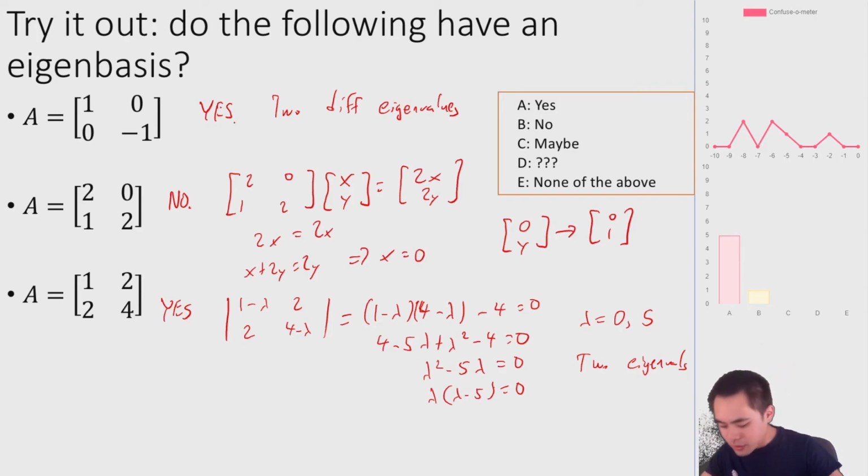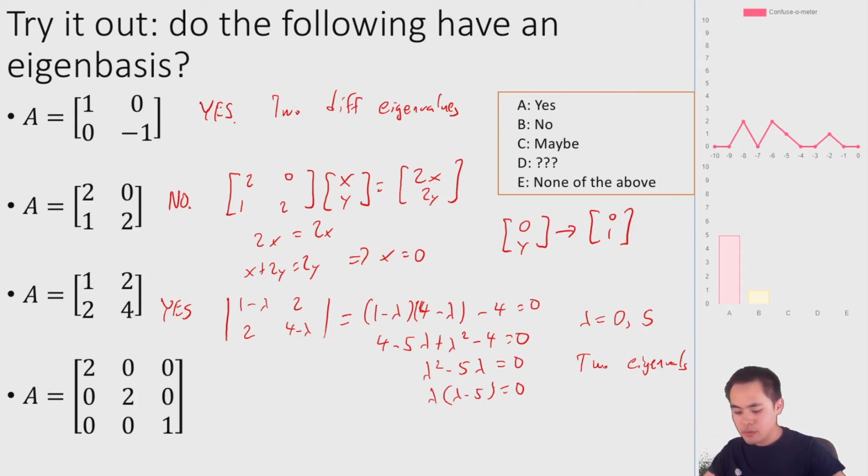Okay, and I think I have one more here. So, does this one have two independent eigenvectors? Or, sorry, not two independent. Does this one have an eigenbasis? So in this particular case, you would need three different eigenvectors.